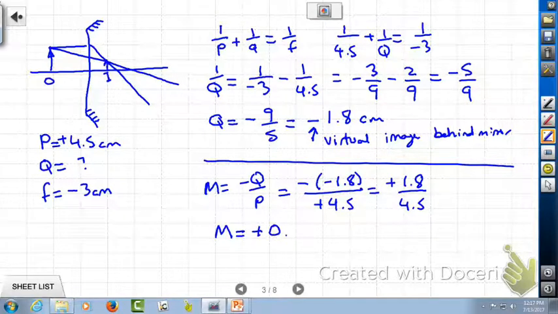Right, 0.4 for our magnification. No units for magnification. And that positive sign tells us that it's upright. So it's upright.